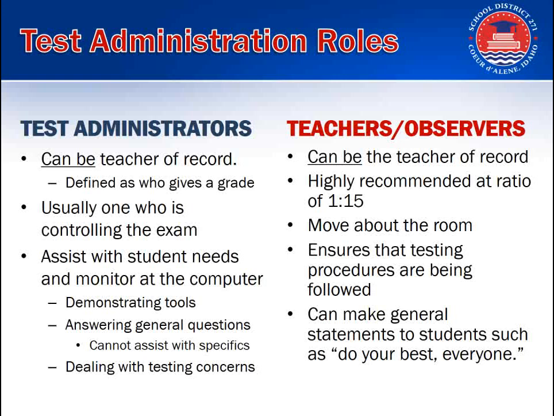Additionally, there will also be teachers or observers in the room. That could be the teacher of record, or it could be an outside observer. If you're functioning in that role, we highly recommend a ratio of 1 observer for every 15 students. Observers should move about the room and be attentive to what is going on in the test environment. This ensures that testing procedures are followed, and you can make general statements to students, such as encouraging them to do their best.